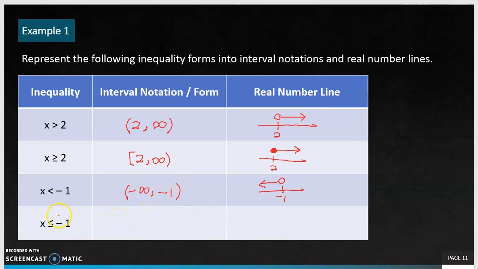For the fourth example, x is less than or equal to -1. So -1 is included, from negative infinity until -1, included. We're going to use a square bracket. On the same real number line with the same value, -1, now it is included, and it points to the left.